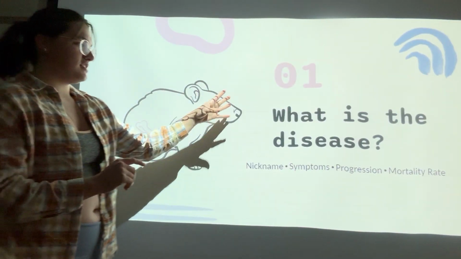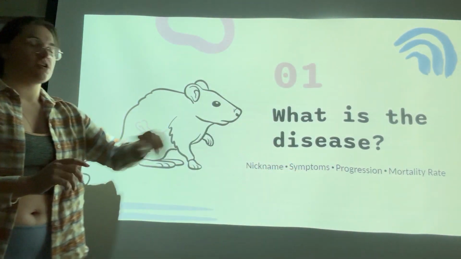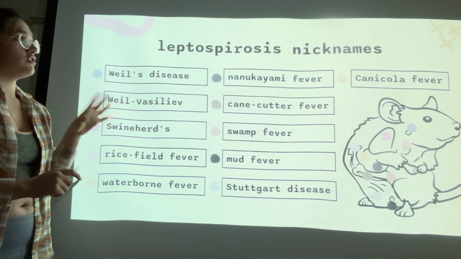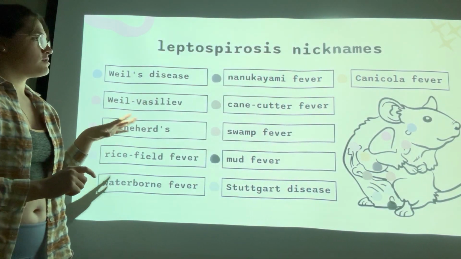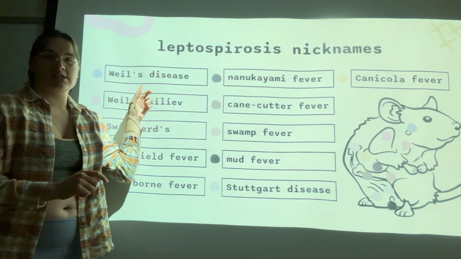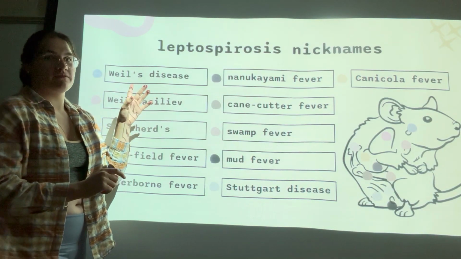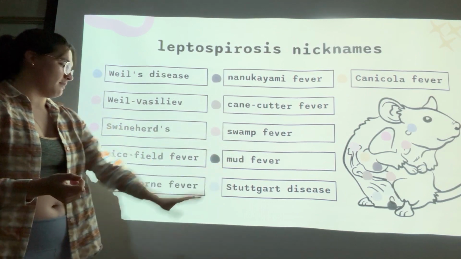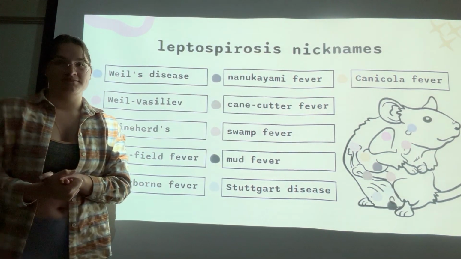So first, what is the disease? The nickname, symptoms, progression, and mortality rate. So there's a lot of nicknames. The most prominent one that I've seen is Weil's disease, which is the most severe form of leptospirosis. But I also could appreciate the swamp fever, mud fever, and rice field fever.